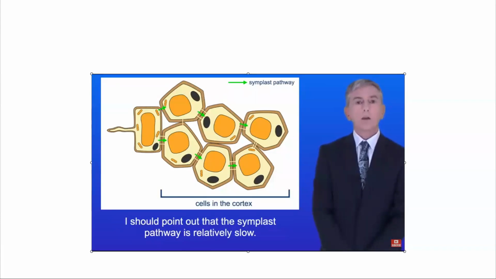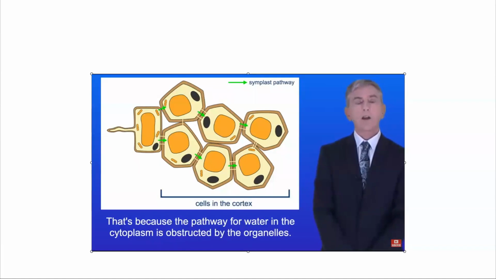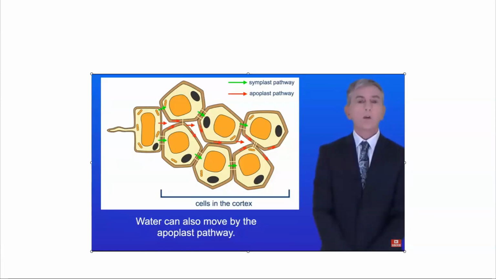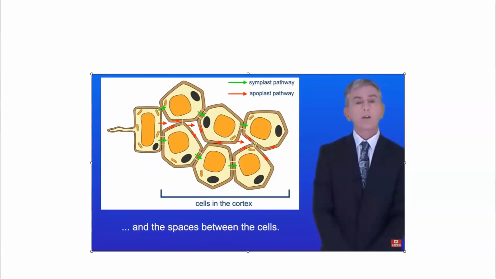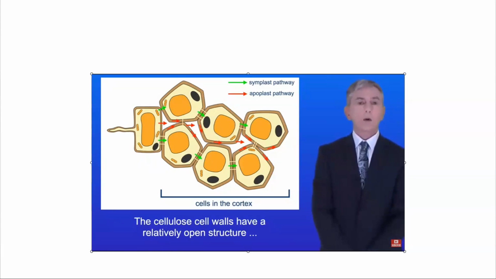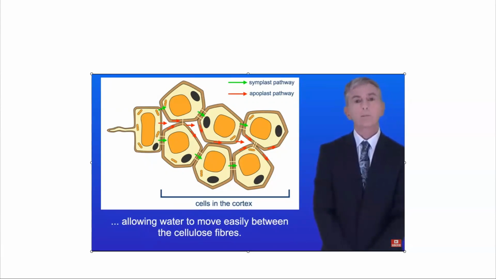Now I should point out that the symplast pathway is relatively slow. That's because the pathway for water in the cytoplasm is obstructed by the organelles. Water can also move by the apoplast pathway. In this case, water moves within the cell walls and the spaces between the cells. The cellulose cell walls have a relatively open structure, allowing water to move easily between the cellulose fibers.